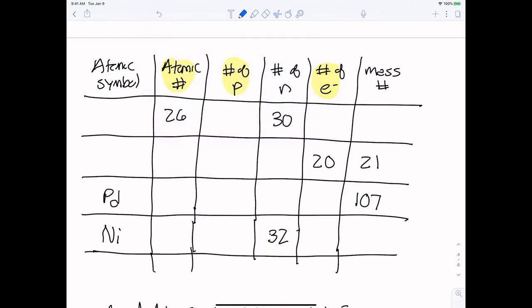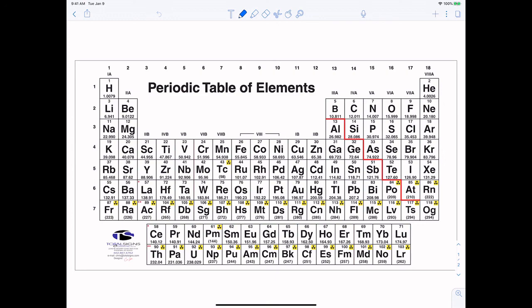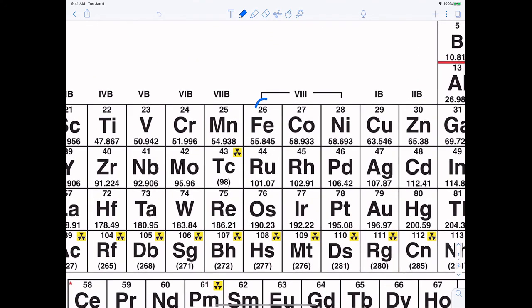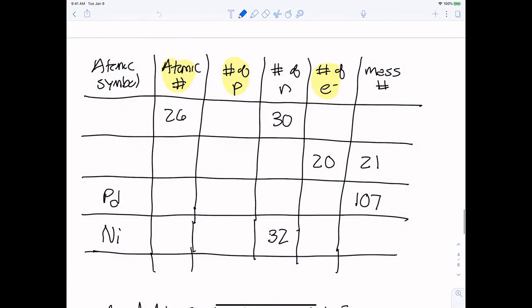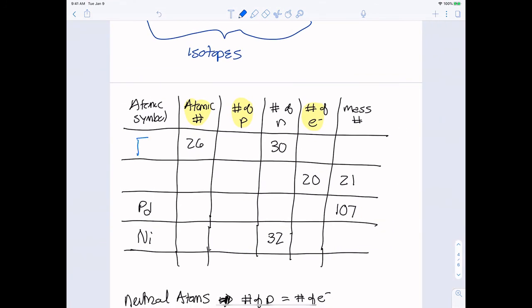So, first one, atomic number of 26. This is where we need our periodic table. So I'm going to grab mine, and I'm just going to find 26. 26 is right here. 26 is iron. So I'm going to go back and put iron in my table. How many protons does it have? 26. It's uncharged, so how many electrons? 26. And then mass number, remember, this was my number of protons plus my number of neutrons. So I'm just going to add 26 and 30, and we get 56.